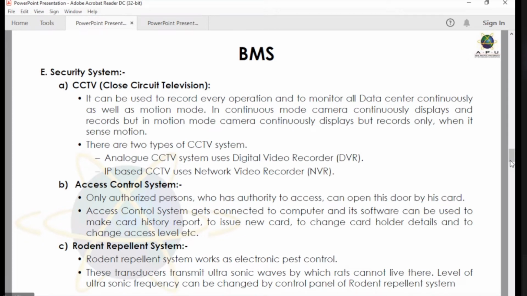Rodent repellent system. Rodent भनेको rats, okay, mouse and rats, or pest. Rodent repeller system works as electronic pest control. These transducers transmit ultrasonic waves, so they send waves, okay. For rodent or pest repellent, we use transducers, okay, ultrasonic waves, by which rats cannot live in there. Level of ultrasonic frequency can be changed by control panel of rodent repellent system. त्यो फ्रिक्वेन्सीको वेभ चाहिँ उनीहरूले टोलरेट गर्न सक्दैनन्. If you have known, then you also have this for mosquitoes.